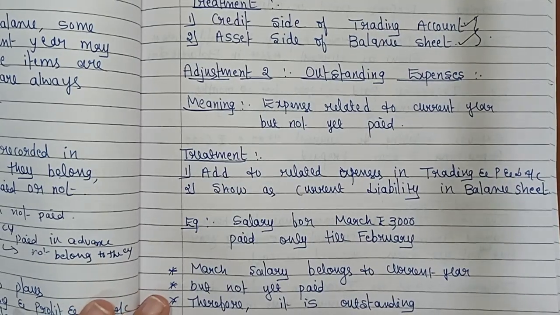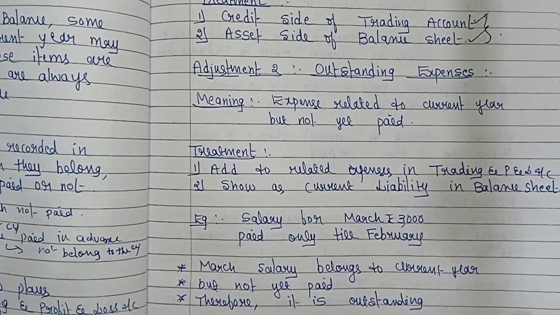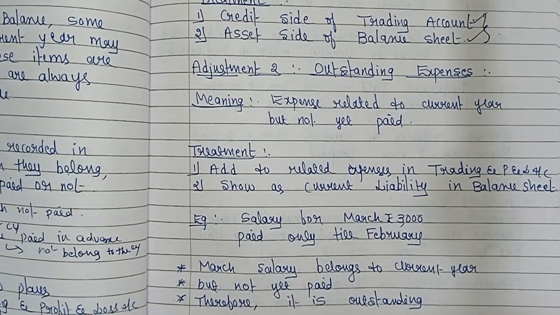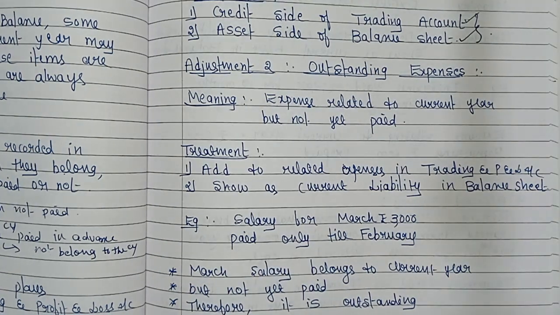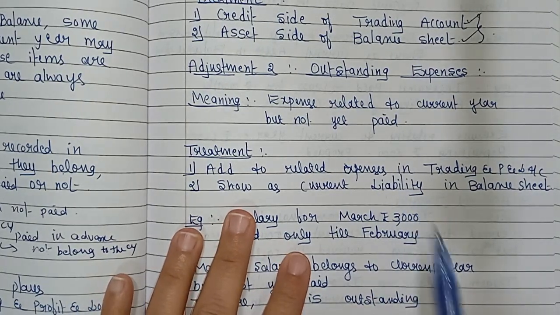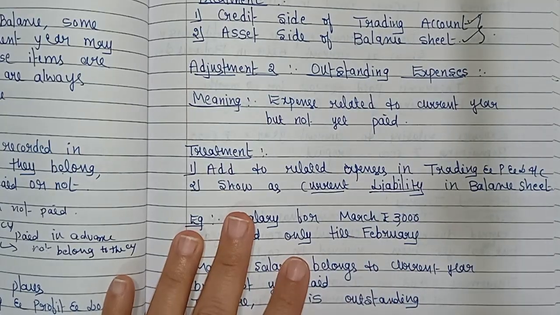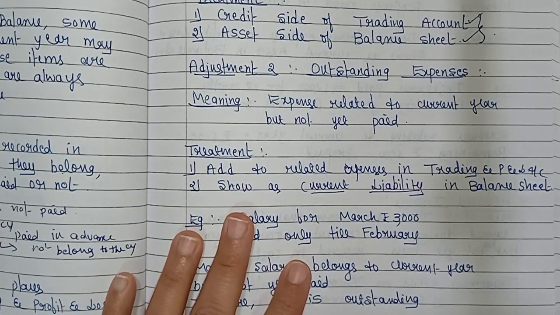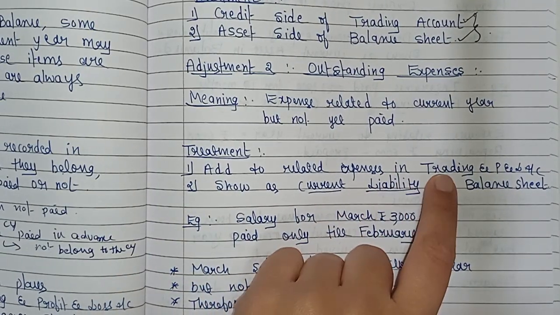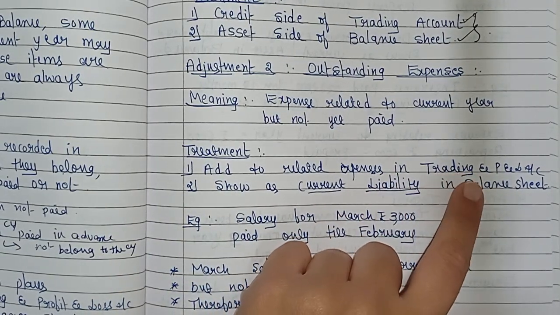Clear? I have given the example, right? Salary of March, that is not paid, but that is related to the current year. So here what is the treatment? Add to the related expenses in the trading and profit and loss account and show as current liability in the balance sheet. Clear?